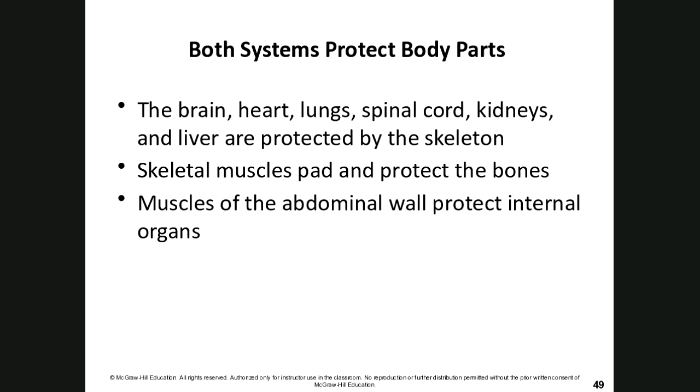The muscular system and the skeletal system both help to protect your body: brain, heart, lungs, spinal cord, kidneys. Skeletal muscle pads and protects the bones. And as we said before, the muscles of the abdominal region help to protect the internal abdominal organs.